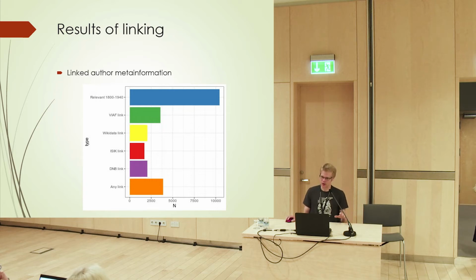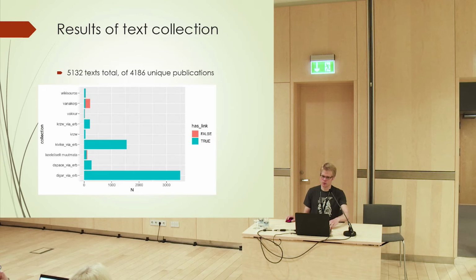And when you link them, maybe half of them also have information on the birthplace. So this is just to give an overview of the kind of data that was available.